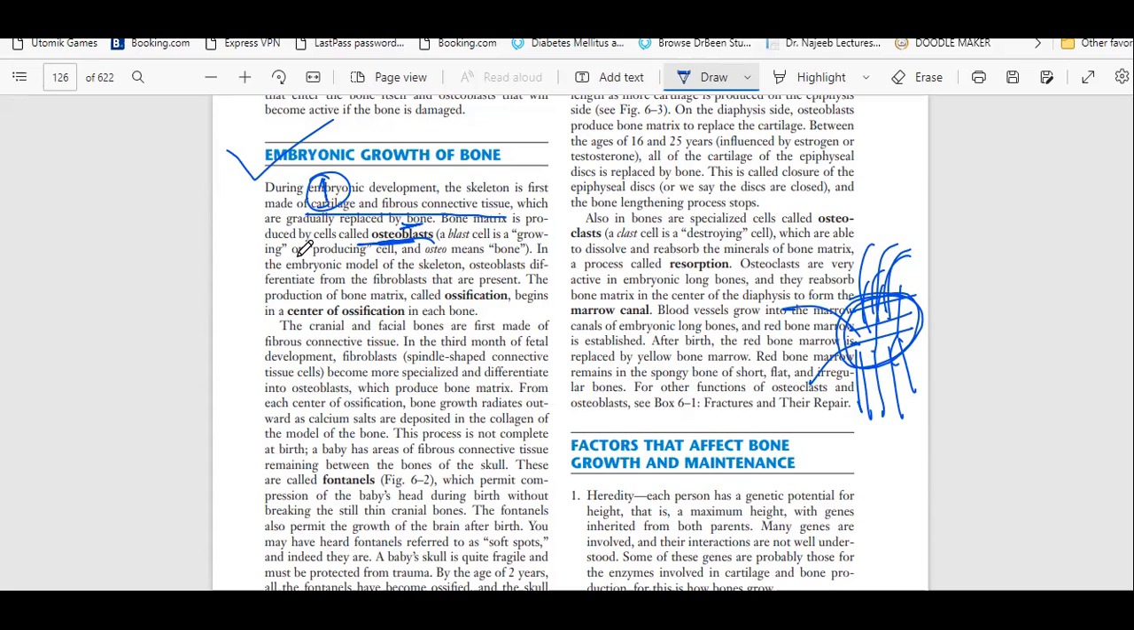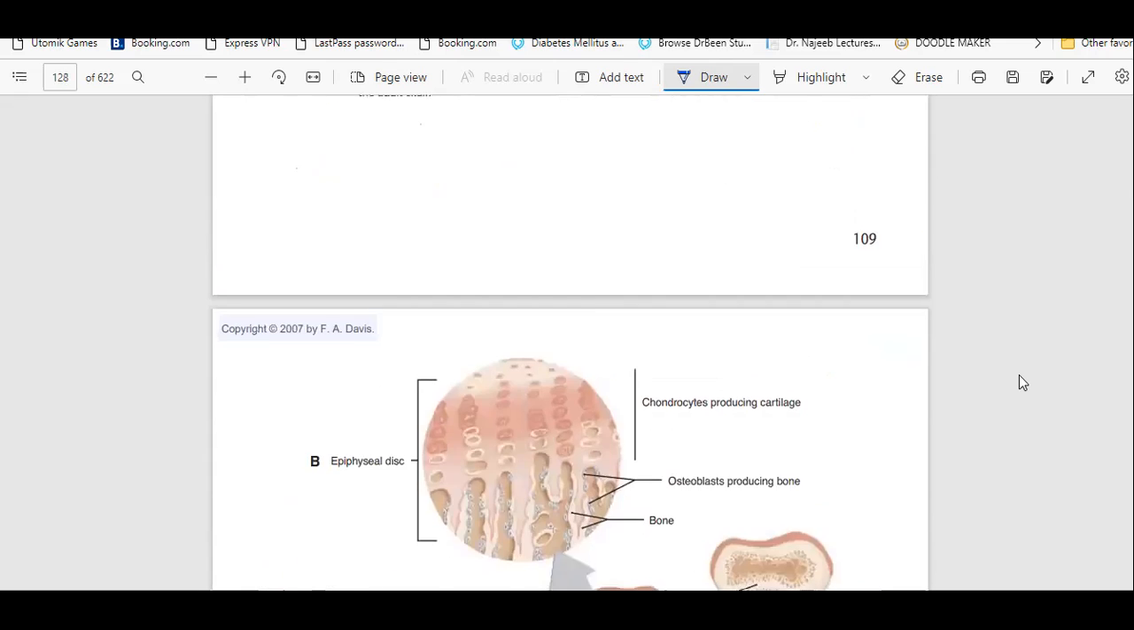Osteoblast means growing cells, producing cells. Osteo means bone, blast means growing, so bone growing cells. In the embryonic skeleton, meaning in the uterus, osteoblasts differentiate from the fibroblasts that are present. The production of the bone matrix, called ossification, begins in a center of ossification in each bone. So the process of producing or developing bone is called ossification. Ossification occurs in the middle of the bone.